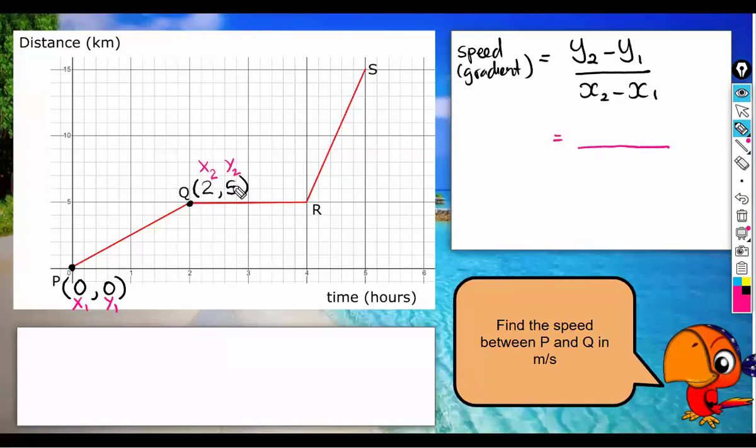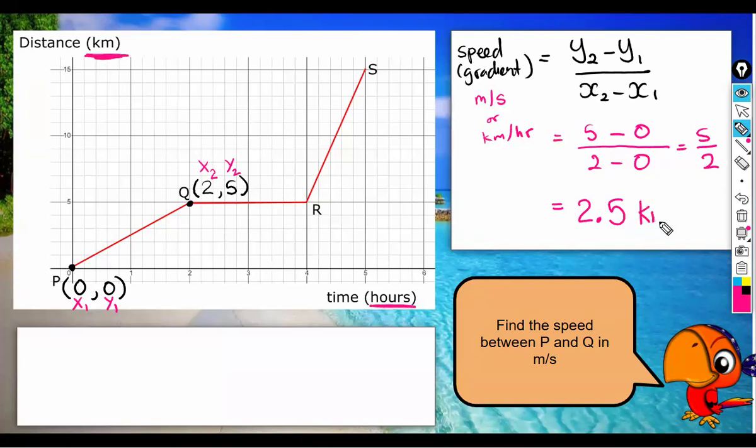y2 is how much? Well, I have it here. y2 is 5, y1 is 0. So it's 5 minus 0, and x2 is 2, and x1 is 0. So it's 2 minus 0. So we're going to end up with 5 divided by 2, which is 2.5 kilometers per hour. Remember, there are 2 ways to measure speed: meters per second or kilometers per hour. But if my graph has kilometers and hours, would my speed naturally come out in kilometers per hour? How many of you at least had that in your calculations?